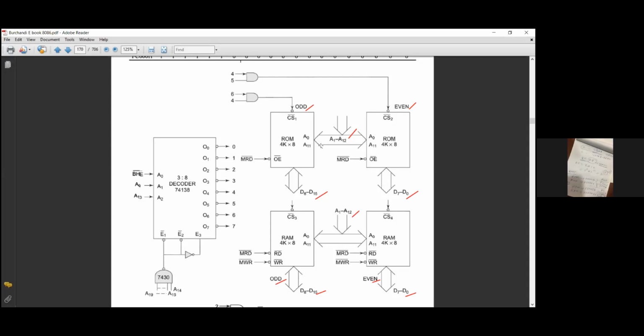Why is the data bus connected D0 to D7, D8 to D15? Maximum students make mistakes over here.